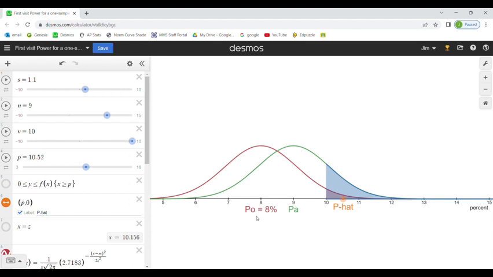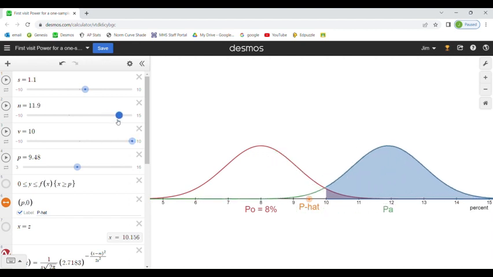Which is really what we want to do. But our test is not very powerful when the truckload comes in at 9%. It's only about 25% of the time that we would reject that truckload, even though the truckload blemish rate is higher than our 8%.